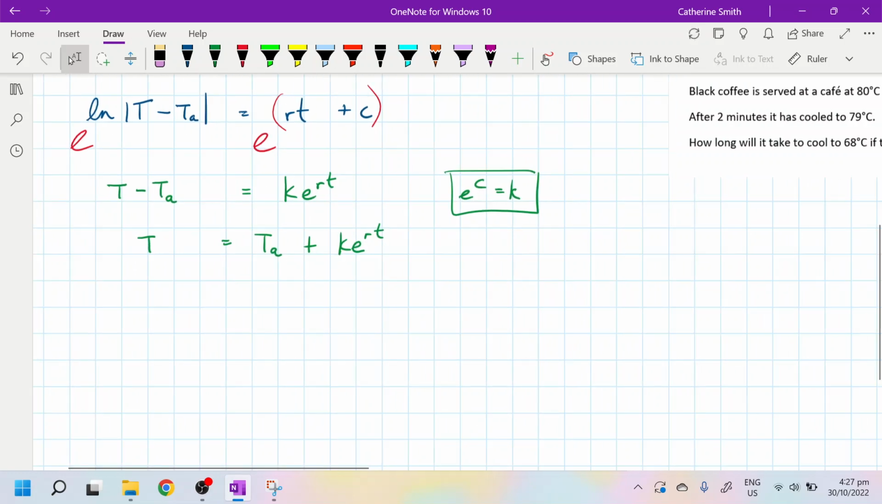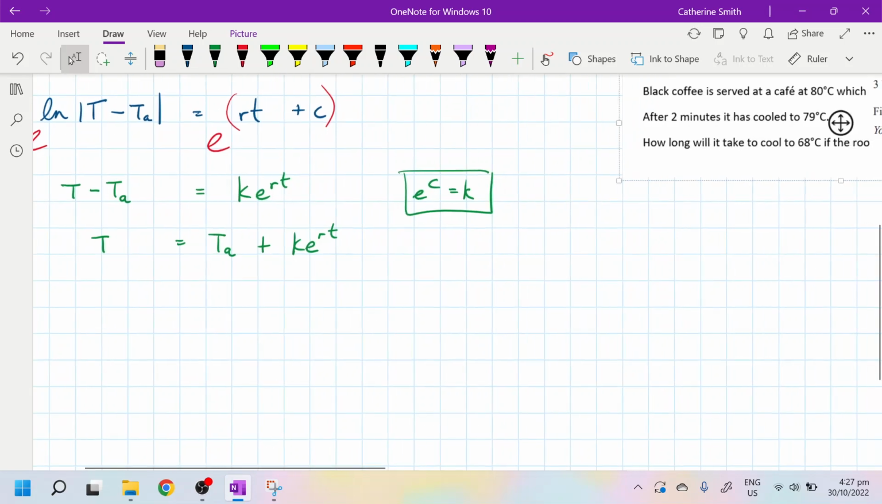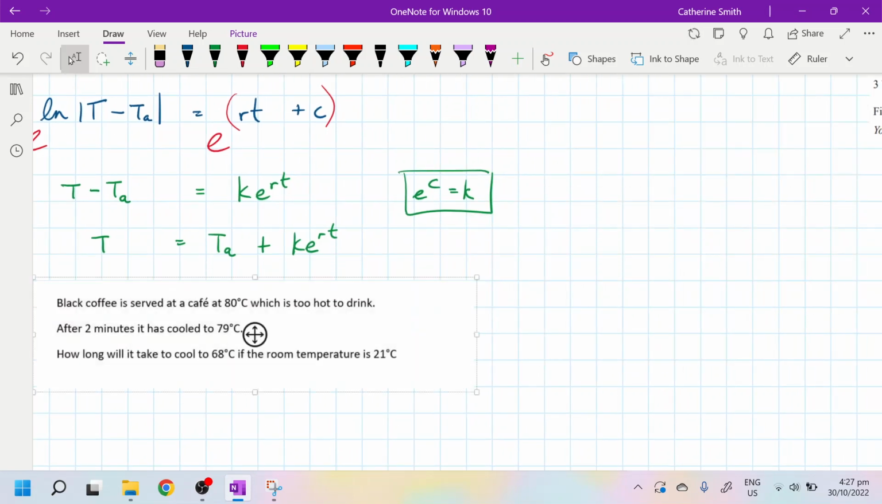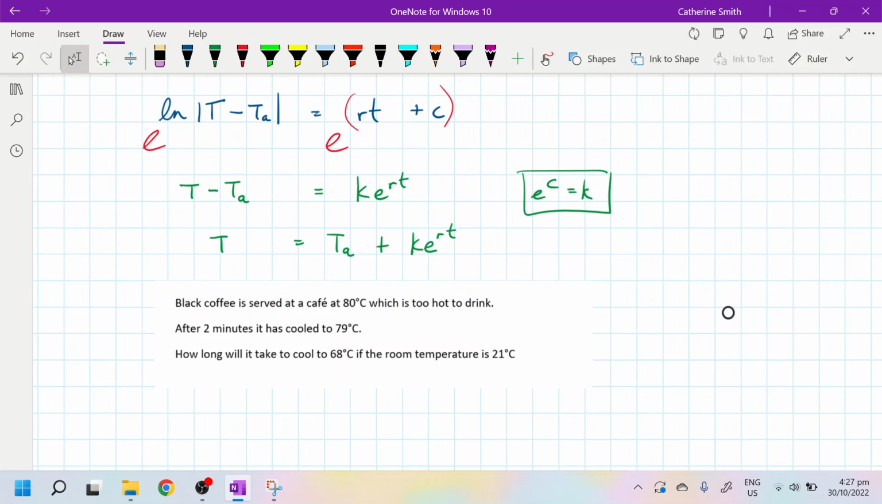We'll start off with the black coffee one. Let's bring on a question here. Black coffee is served at a cafe at 80 degrees C, which is too hot to drink. After 2 minutes, it has cooled to 79 degrees Celsius. How long will it take to cool to 68 degrees Celsius if the room temperature is 21 degrees Celsius?